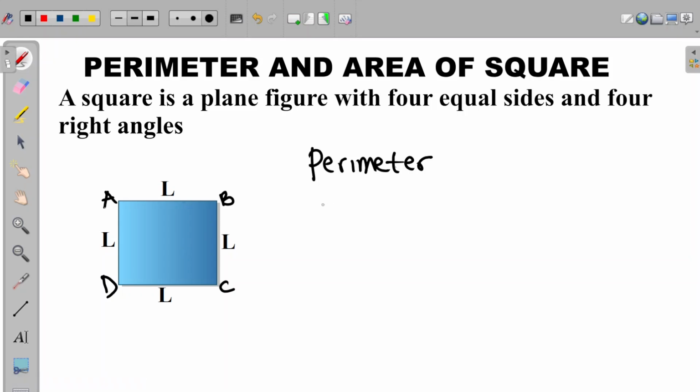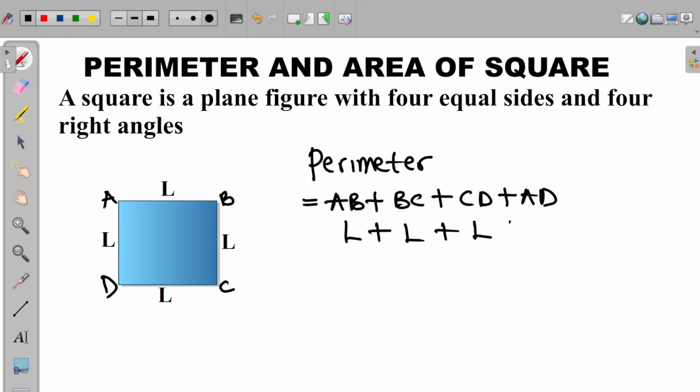So to obtain the perimeter of the square, we have AB plus BC plus CD plus AD. AB, BC, CD, and AD are all represented with the letter L, which is the length of the square. So L plus L is 2L, 2L plus L is 3L, and 3L plus L is 4L. Therefore, the perimeter of this shape is given as 4L.